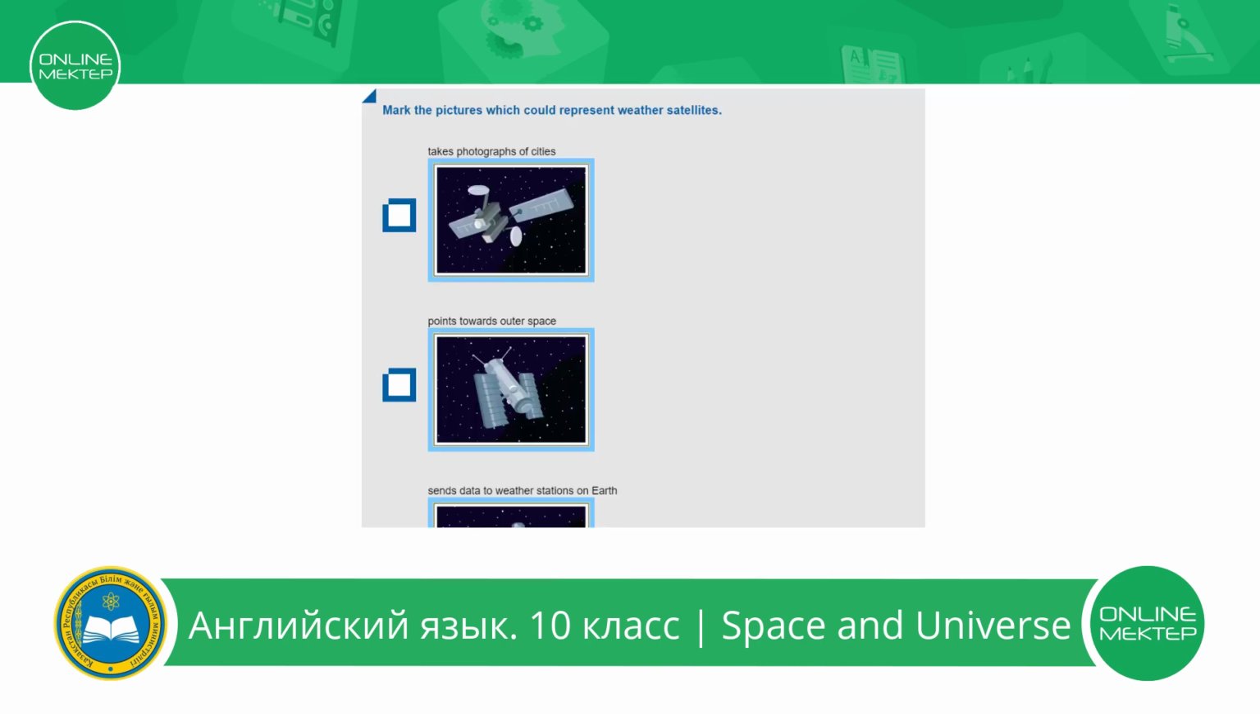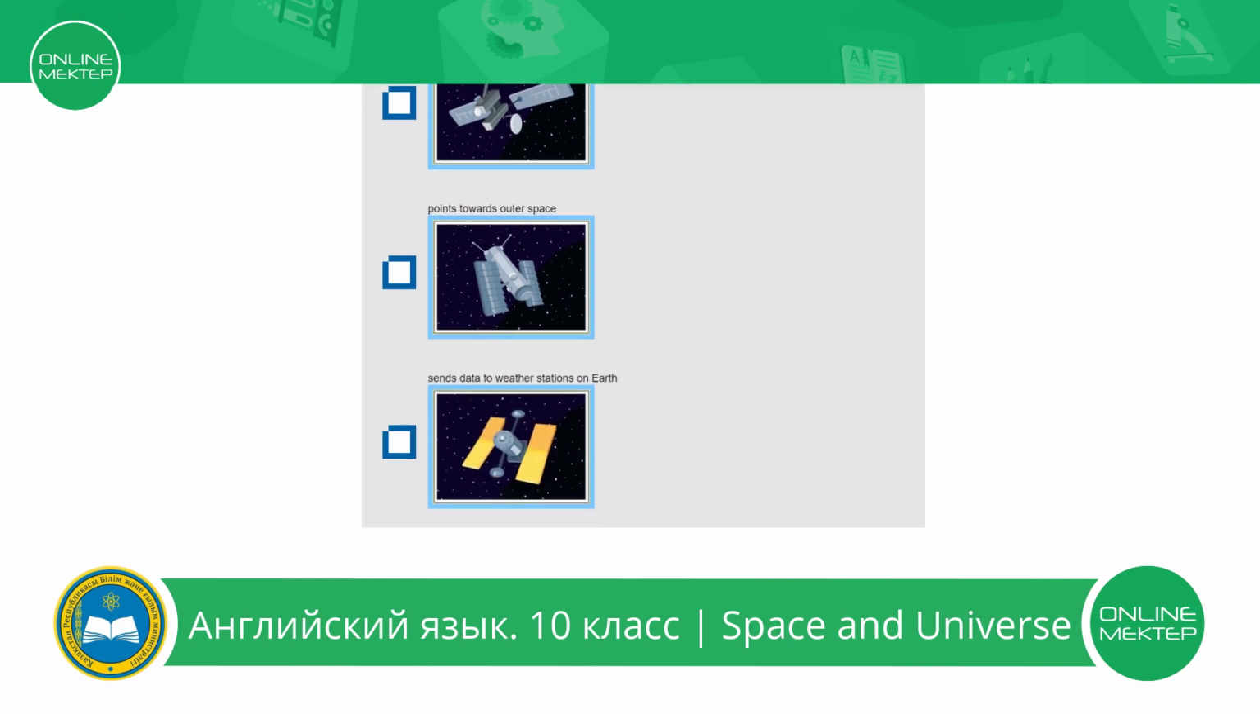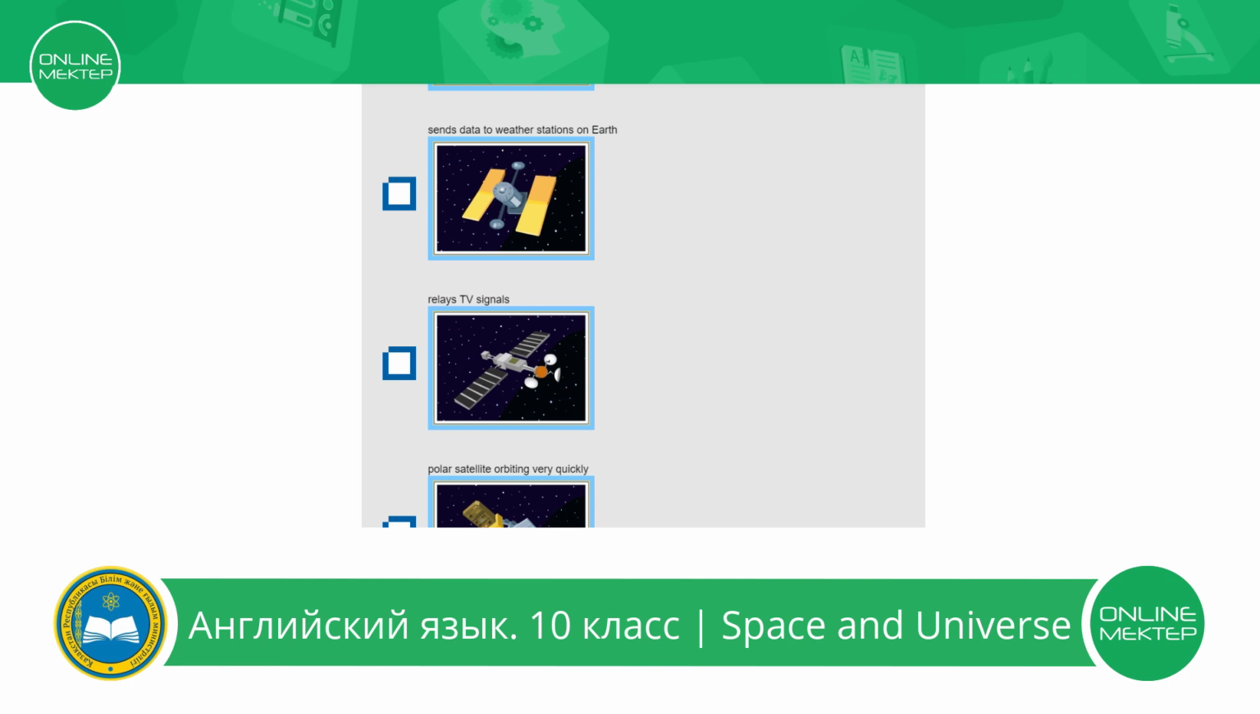Now, let's do the exercise. Mark the pictures which could represent weather satellites. Picture number 1. It takes photographs of cities. Can this picture represent weather satellites? No, it can't. Next one. It points towards outer space. Can this picture represent weather satellites? No, it can't. Next picture. It sends data to weather stations on Earth. Yes, weather satellites send data to weather stations on Earth.